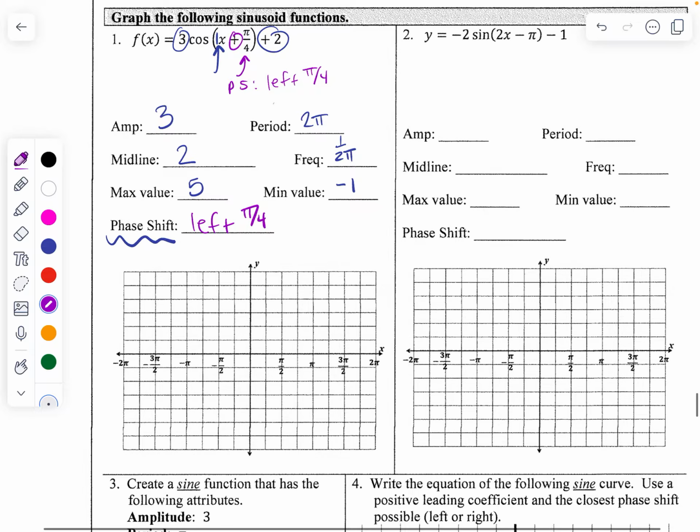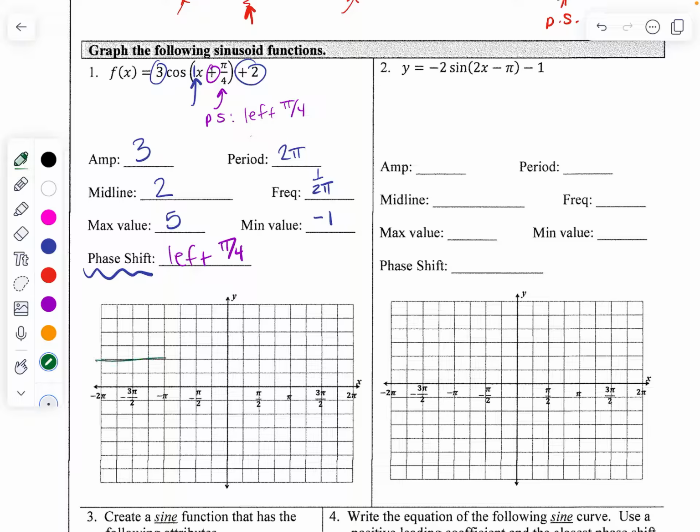My midline is going to go here at 2. My maximum is going to be 3 above that. My minimum will be 3 below. So I know my whole graph is going to stay within those two ranges, the maximum and the minimum. We also know we're talking about a cosine wave. So remember, one cosine function typically looks like this, but because we're shifting everything to the left, keep in mind, instead of starting at the peak at 0, we're going to shift everything to the left.